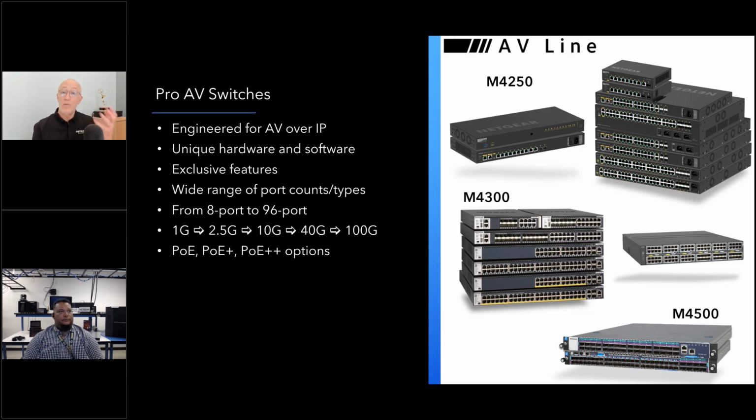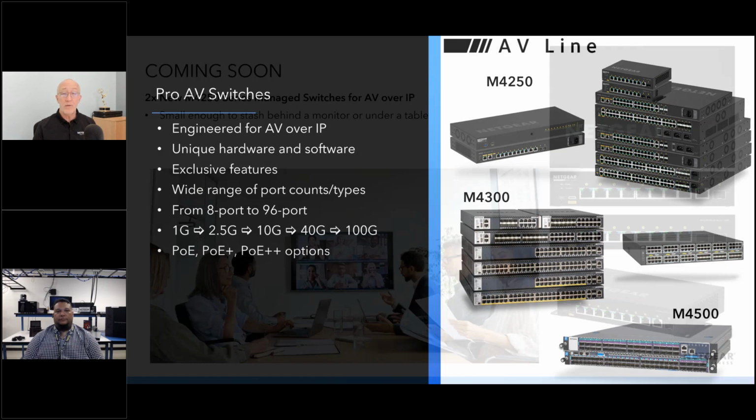So we have the 4250 line for 1 gig applications. There's some 10 gig uplink ports on those, but mainly 1G audio and video. 4300s do both, of course, 1G and 10G. You see some half rack options there, and we have larger options as well for the 4300s. So we really cover any kind of situation you want. We got a switch for you. We're covered there.